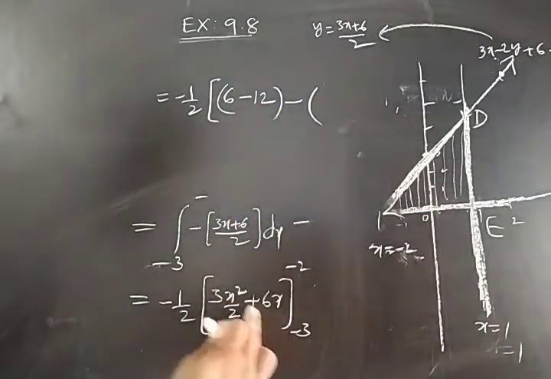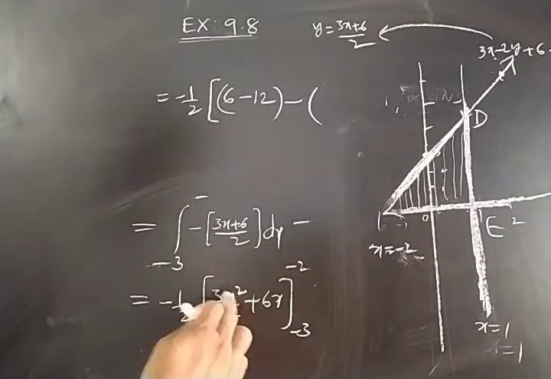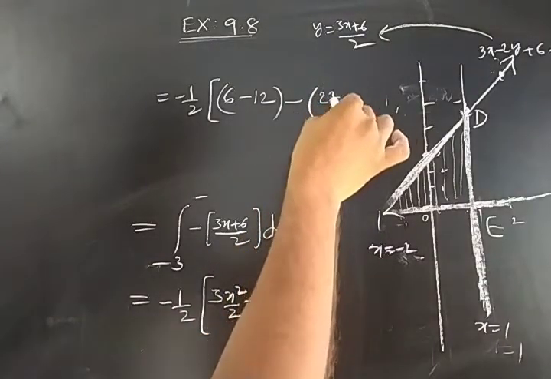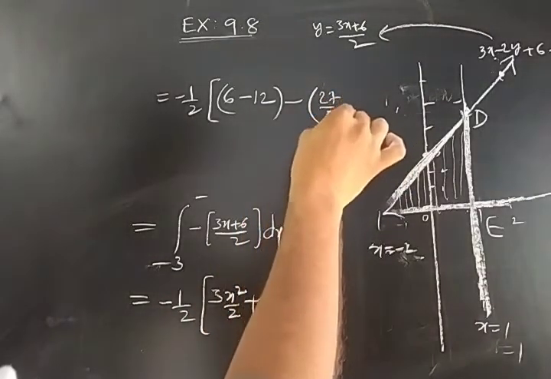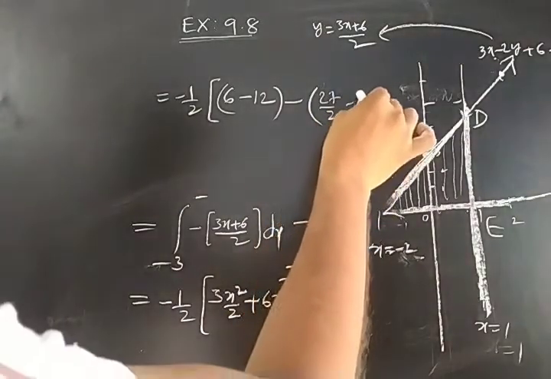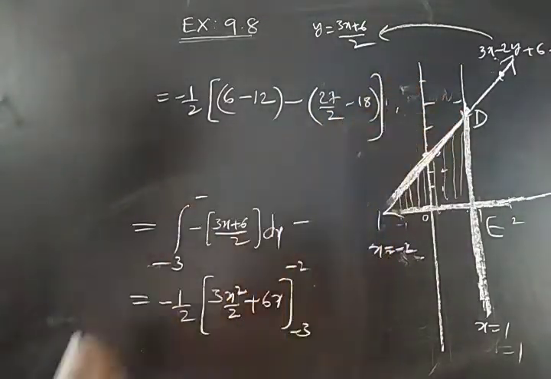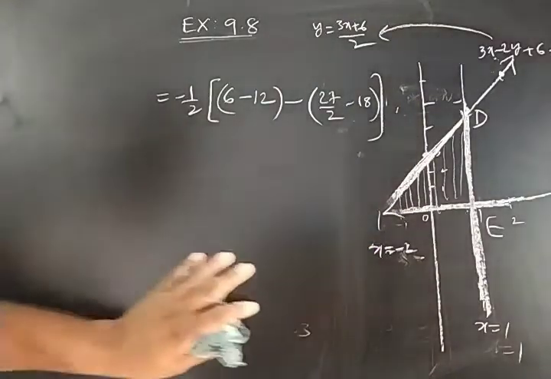Minus, I am substituting lower limit. 3 square 9. 9 3 is the 27. 27 by 2 minus 18. This is lower limit. After substituting the lower limit we got this value.